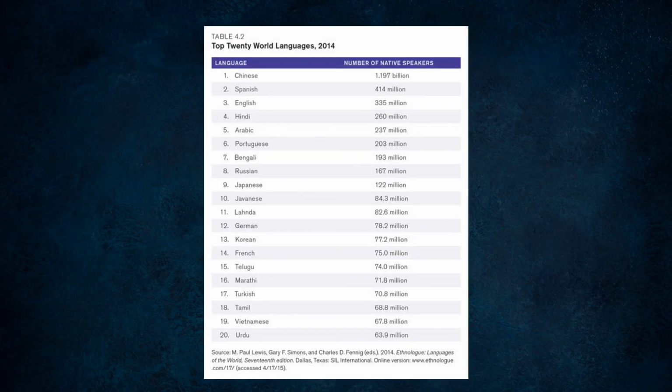So this is just an example of how globalization affects language and the way languages are spoken and the linguistic diversity across the globe. And this concludes our lesson on language.